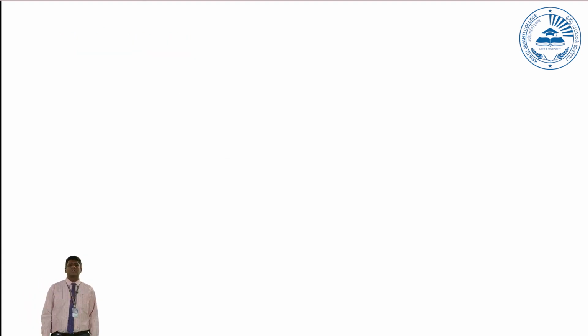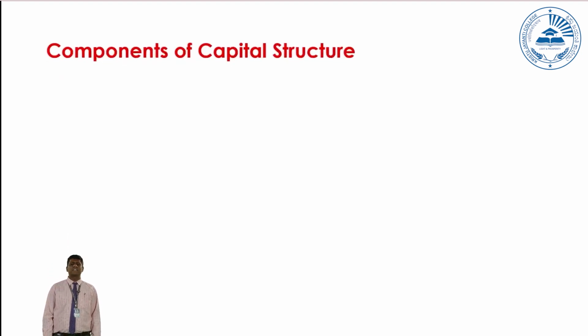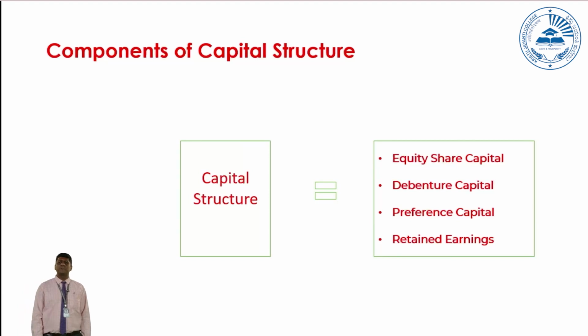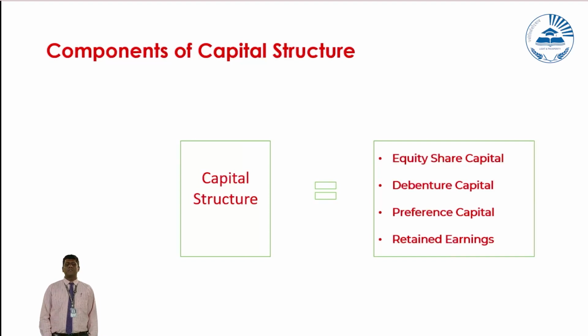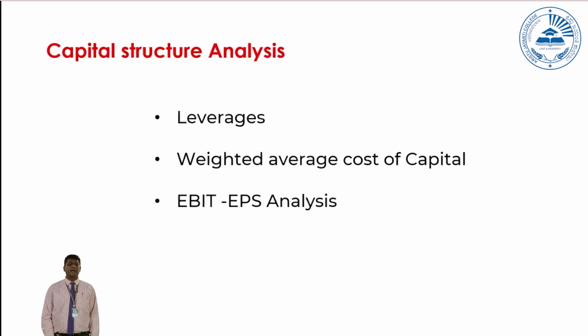Okay, let's go to the next topic, the components of capital structure. What are the various components of capital structure? It includes equity share capital, debenture capital, preference share capital, and retained earnings. What is meant by equity? Equity share capital is also known as risk capital. Equity shareholders are the owners of the company. They don't have any maturity period. Equity shareholders enjoy voting rights. The other sources of finance include debentures, preference shares and retained earnings.